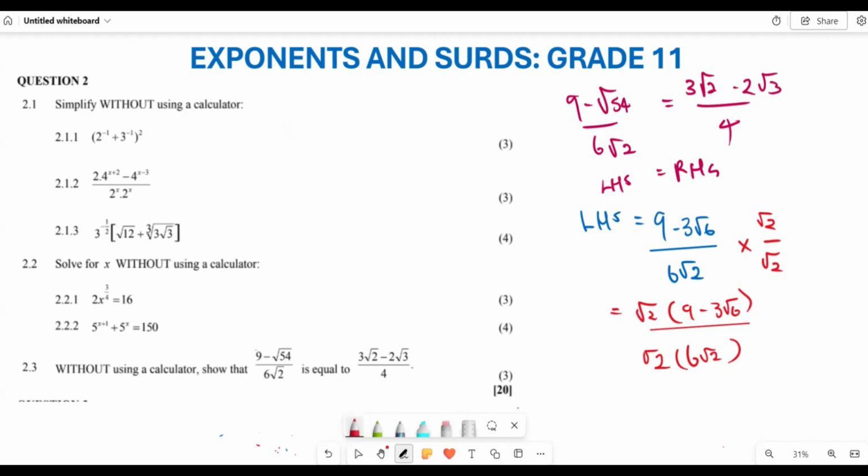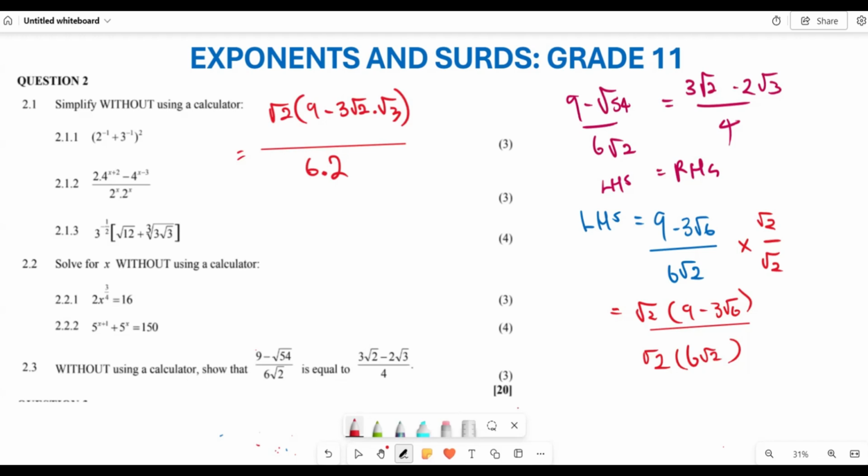Which means this is the same as what? This is the same as root 2 into 9 subtract 3 multiplied by root 2 multiplied by root 3, to get, right? Now this is divided by what in here? Now can you see this is going to be the same as what? Root and root is going to give us 2, which means this is the same as 6 multiplied by 2. Are we fine, right? Now I can start distributing here.